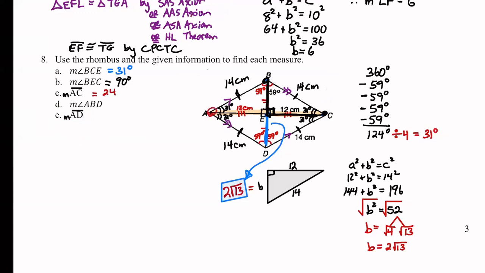ABD, so starting with A, going to B, down to D. I know the diagram got a little crazy here, but that's talking about this angle up here, which would be the 59-degree angle. And then AD, well, AD is just this hypotenuse, which is 14.